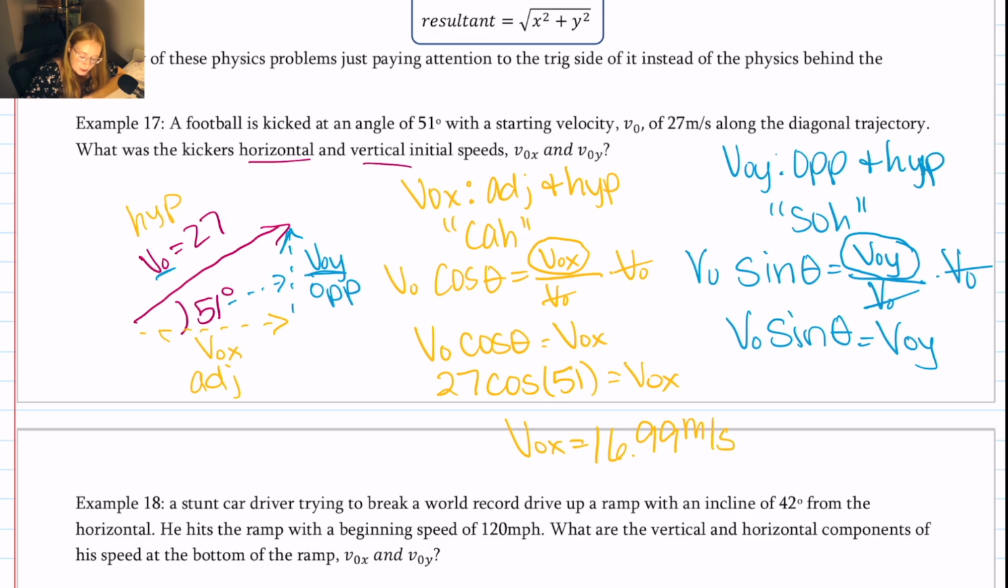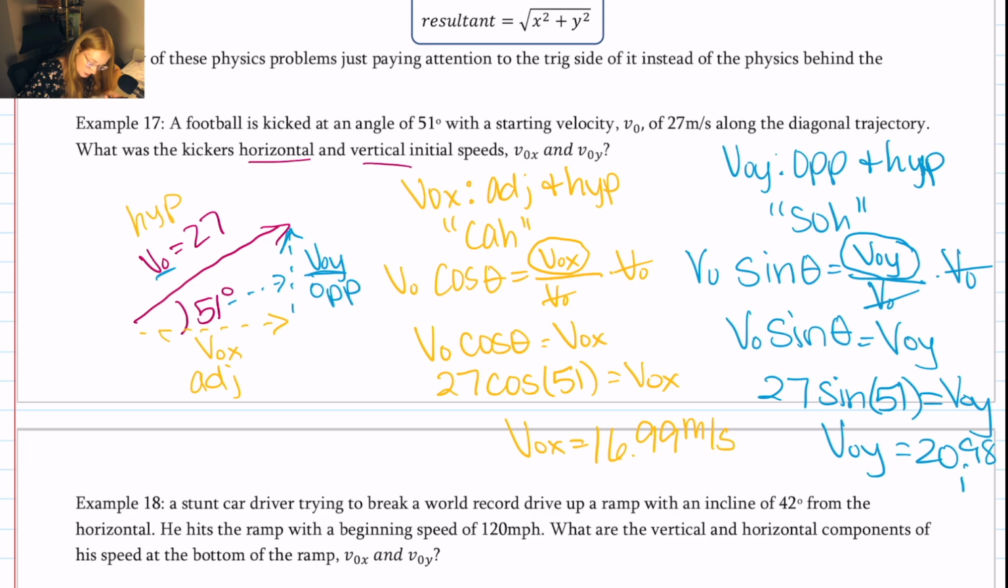Once you have it isolated and solved for, plug in your numbers. So let's start with V0, 27, sine, and then my angle is 51. Okay, let's plug that in. 27 times sine of 51, we get 20.98 meters per second. The x and y components are always going to have the same unit as the original. So if the original is 27 meters per second, it should match meters per second for both the x and y.